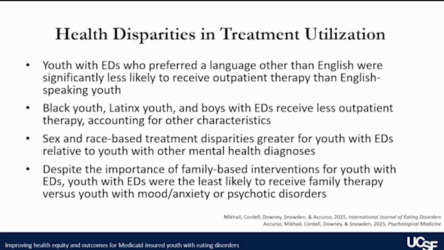So few kids were getting therapy that it was really hard to look in such a fine-grained way. But when we looked across diagnoses, across mood and anxiety and psychotic disorders, the kids with eating disorders were the least likely to be receiving family therapy services, when really family-based interventions are so incredibly important for this population. So again, just an extra disparity for kids with eating disorders in terms of accessing appropriate care.